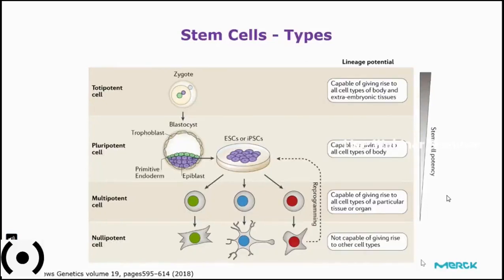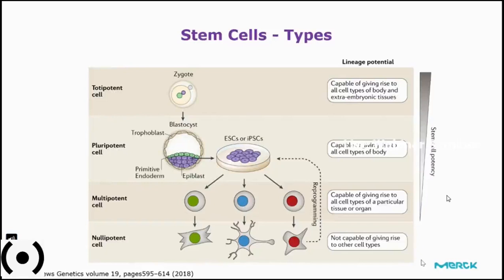And then if you go down, then multipotent cells. These cells are capable of giving rise to all cell types of a particular tissue or organ. Like heart stem cells can make heart cells, right? If you have cancer stem cells, they can give rise to cancer tumor cells of a particular tissue. And then finally the highly differentiated cells, they cannot differentiate further.